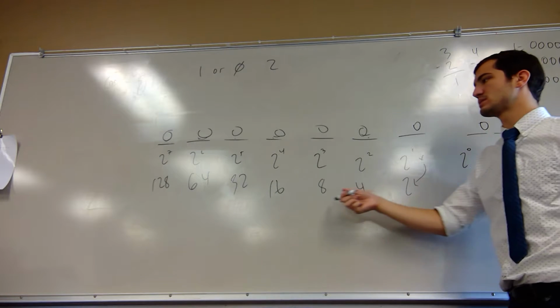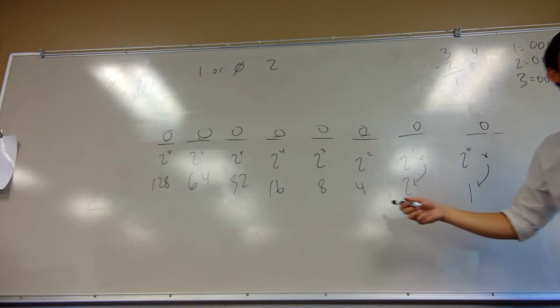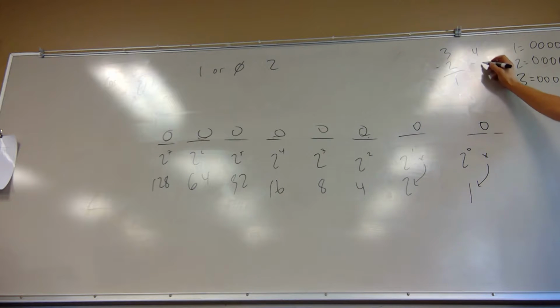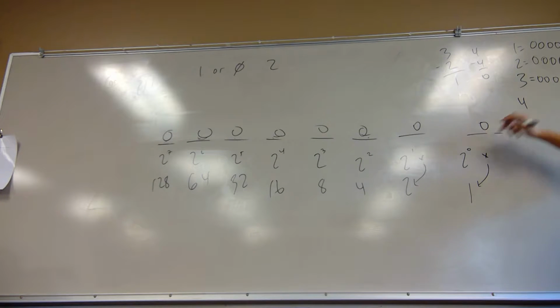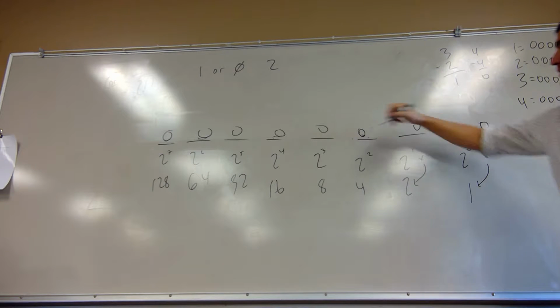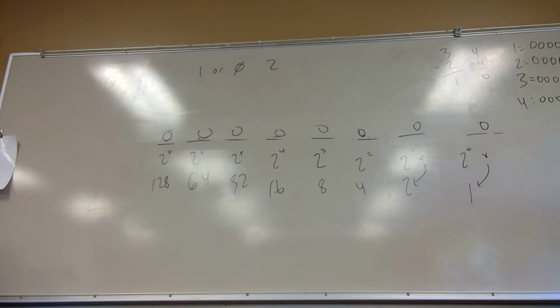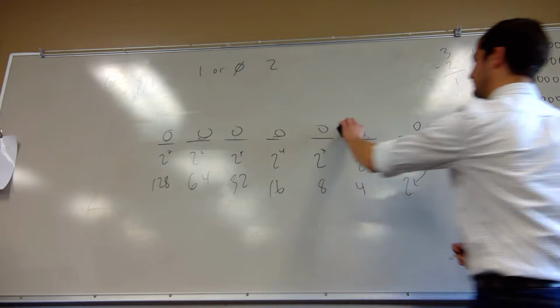So if I want to do 4, which one of these gets us close to 0 if we subtract from 4? 4 minus 4 is 0. So 4 is right here. So 4 is 0, 0, 0, 0, 0, 1, 0, 0. Wait, there's a 0 there. Oh, my bad.